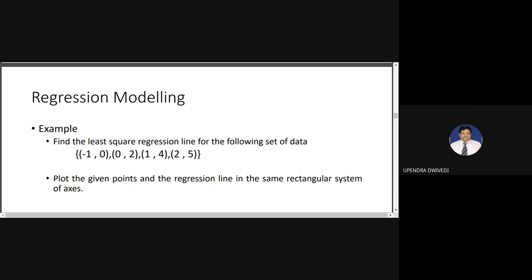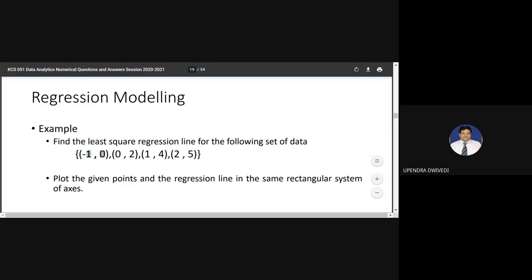The data point set is given as such: the first data point is minus 1, 0. The second data point is 0, 2. The third data point is 1, 4. The fourth data point is 2, 5.